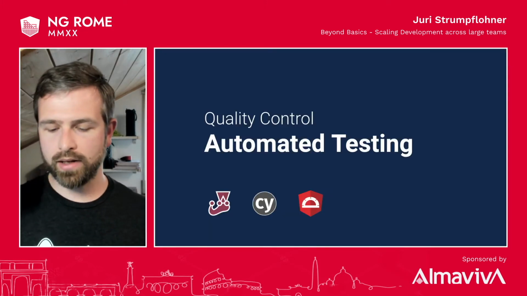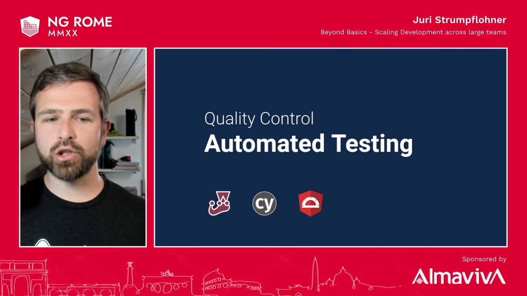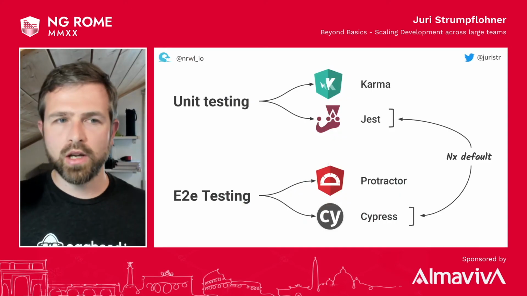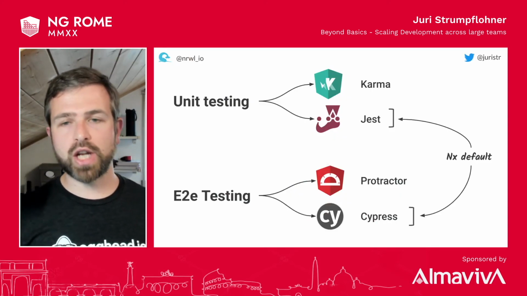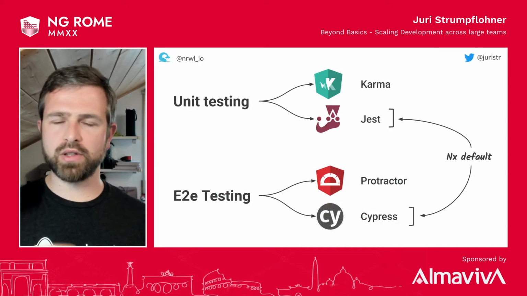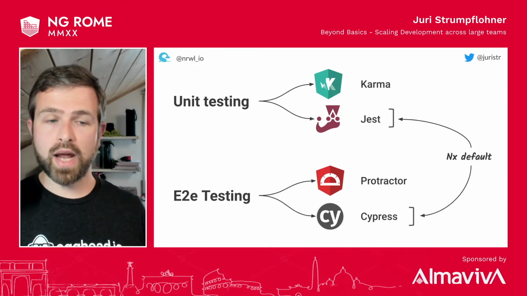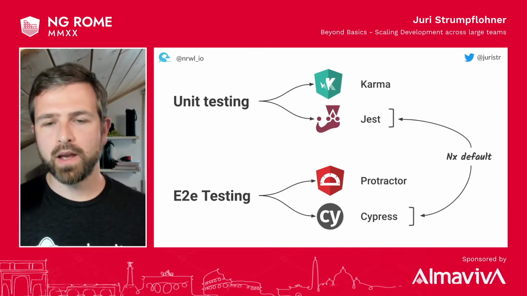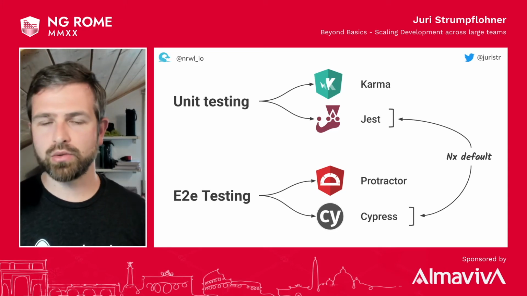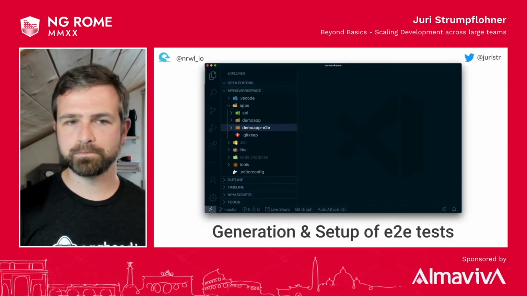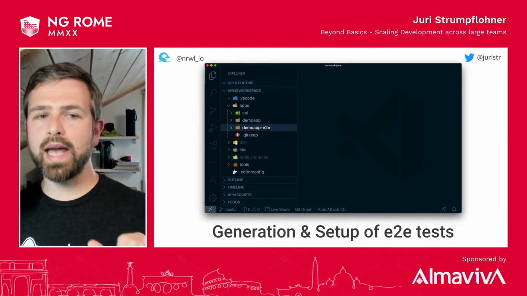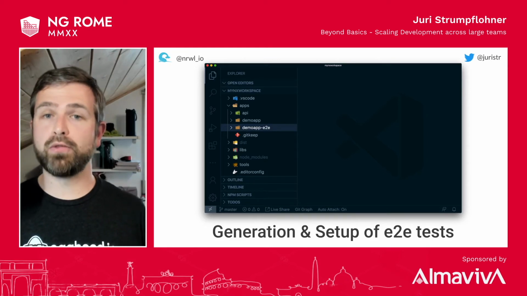And when we go a step further in terms of automated testing and quality control, we also try to set you up with modern tools. For instance, for unit testing, we by default generate Jest tests, because we think that those provide better developer economics in general. And for end-to-end testing, we default to Cypress. Obviously, you can always choose to go with Karma or Protractor when you generate new libraries or applications. That's perfectly fine. In the end, when you generate a new application, you will see you automatically get an end-to-end test generated and set up for that specific application.